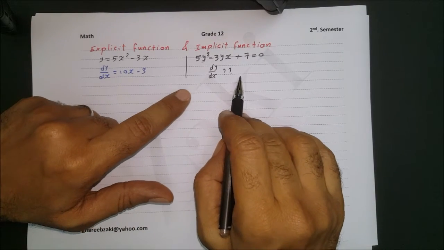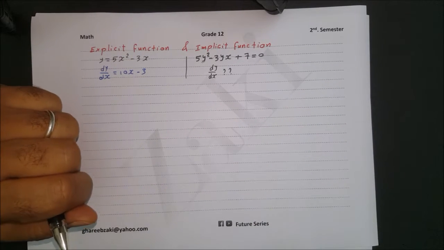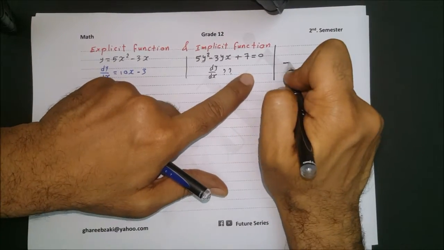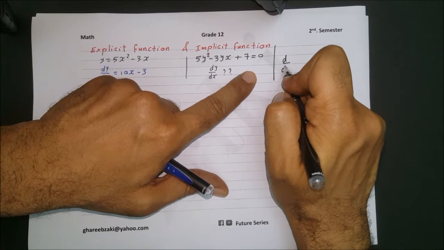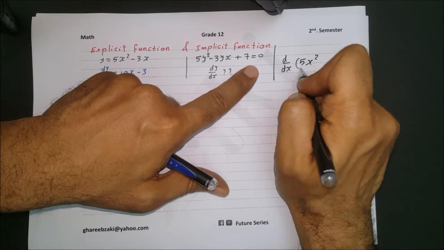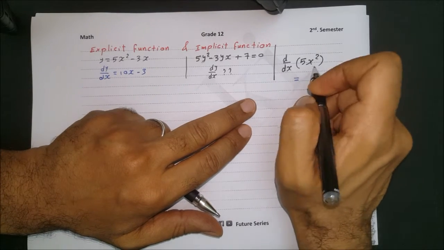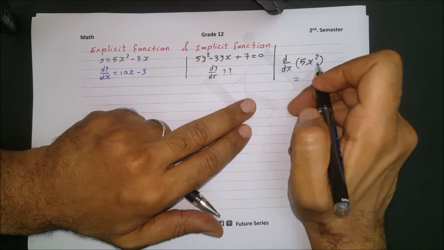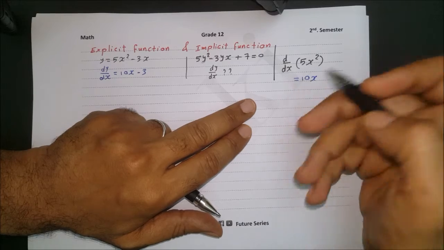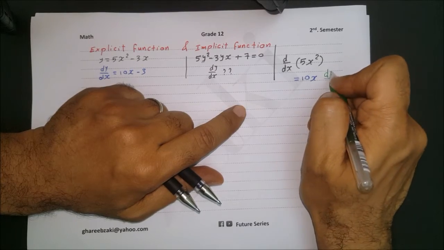Before going on to this topic, let us revise the derivative. If we have d by dx of 5x squared, what is the derivative of this function? The power comes down, 2 times 5 it's 10x, multiply the derivative of x with respect to x. dx by dx is 1. So we don't write dx by dx because dx by dx is 1.